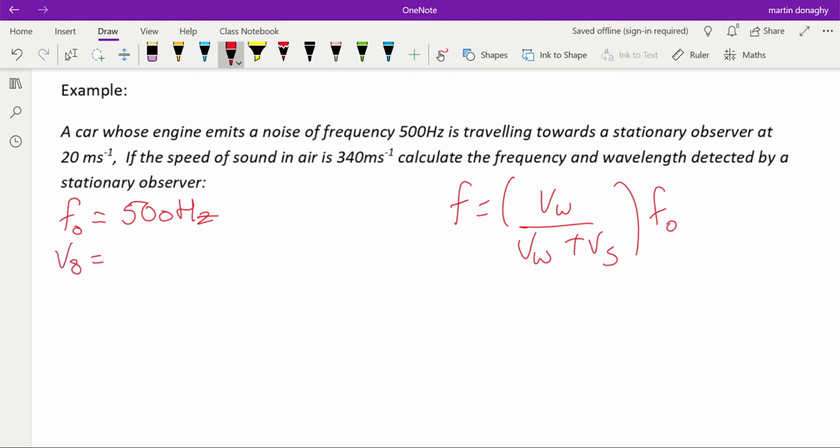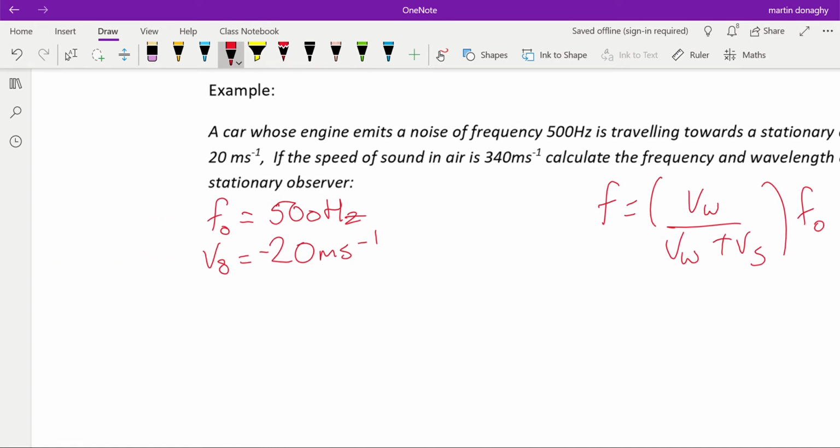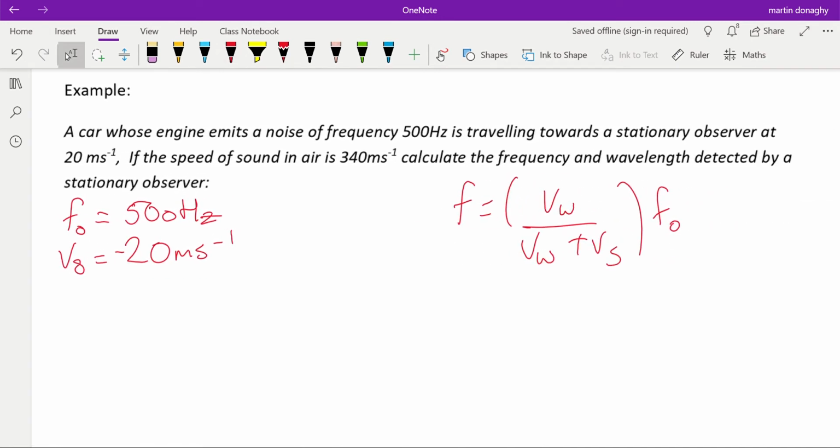So the speed of our source is 20 meters per second. But the key thing to remember here is it's traveling towards the stationary observer, and if the velocity is moving towards the stationary observer, we need to make sure it's negative. The velocity of the wave itself is 340 meters per second, and the first thing we're going to find out is the frequency that the stationary observer would detect.